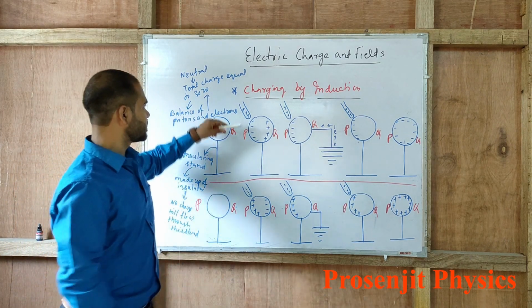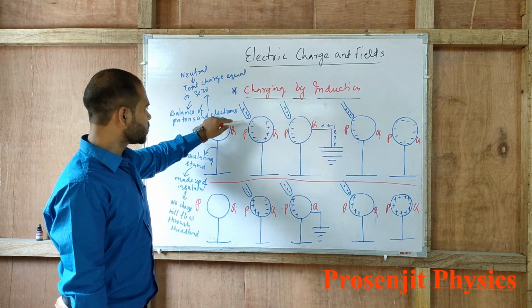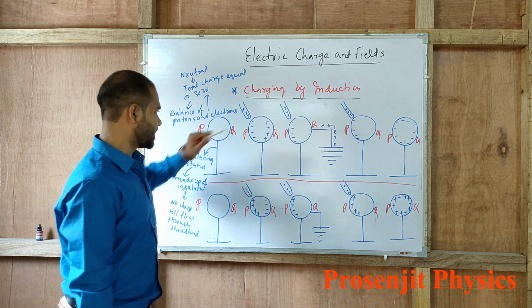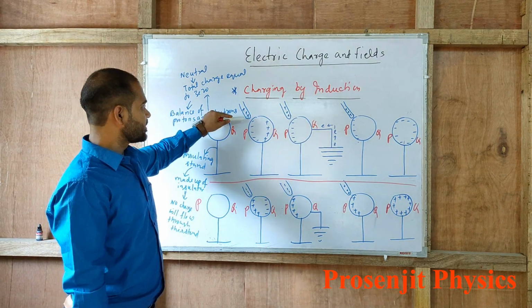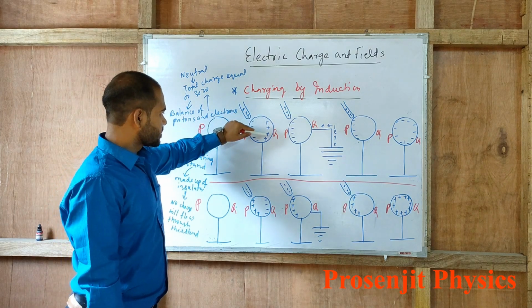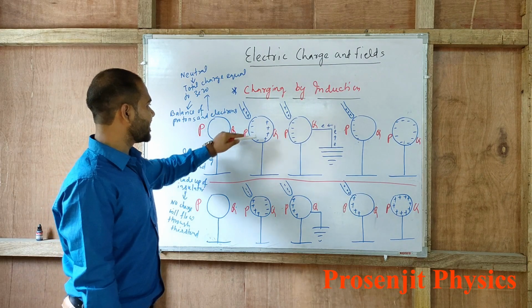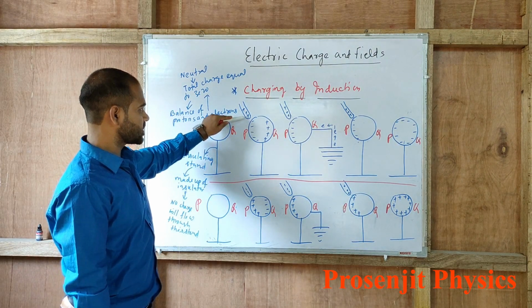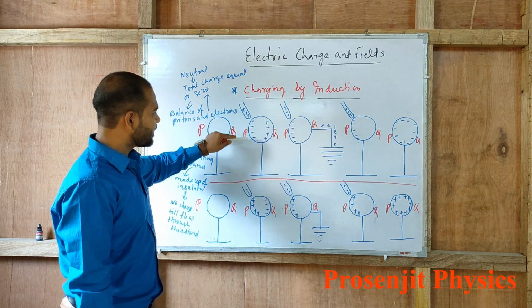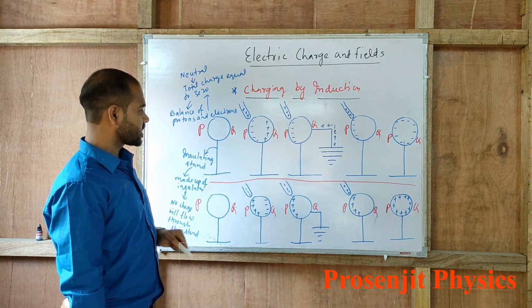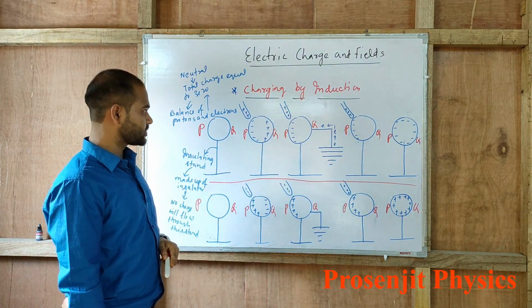Now bring the positively charged glass rod towards the end P. What will happen? Negative free electrons contained in the spherical body will be attracted by the glass rod, and the end P will have negative charge, and the end Q will have positive charge.